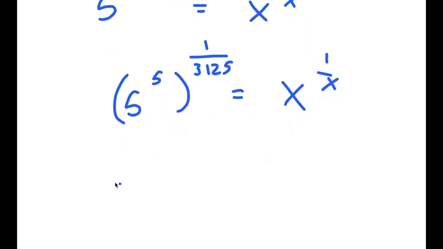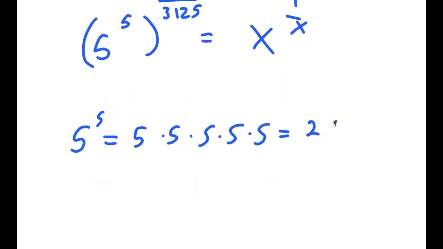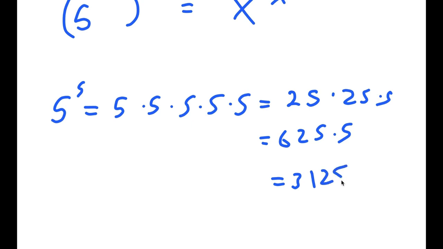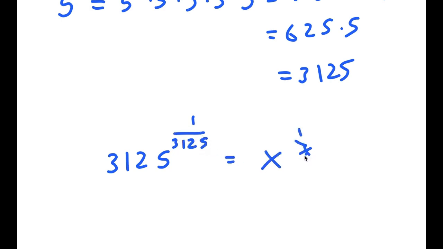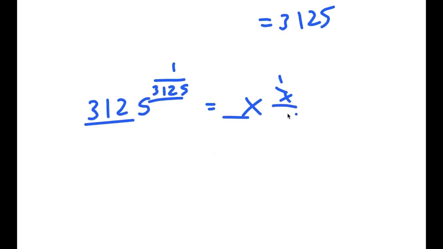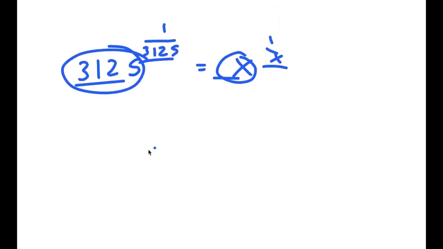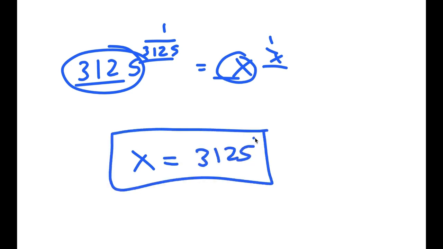Now 5 to the power of 5 is equal to 5 times 5 times 5 times 5 times 5, which is equal to 25 times 25 times 5, which is equal to 625 times 5, which is equal to 3,125. So I get 3,125 to the power of 1 over 3,125 is equal to x to the power of 1 over x. And now because these two have the same forms, this means that these two numbers are equal to each other. So x is equal to 3,125. So this is my solution.